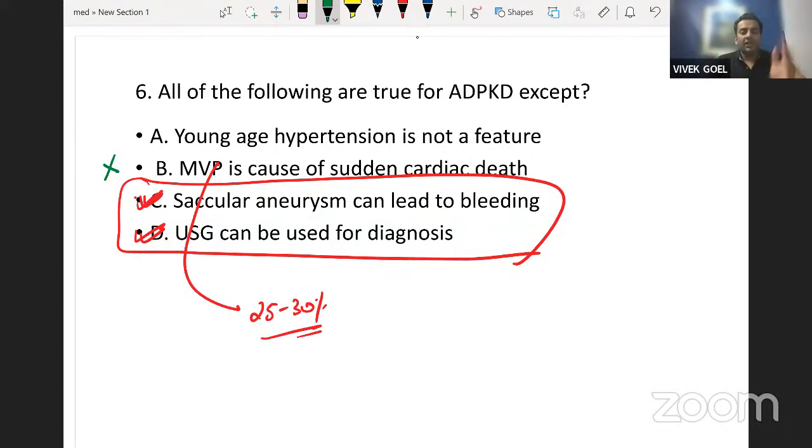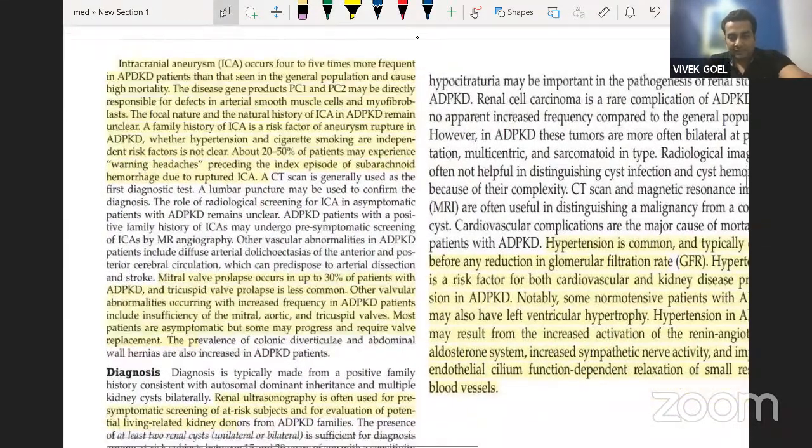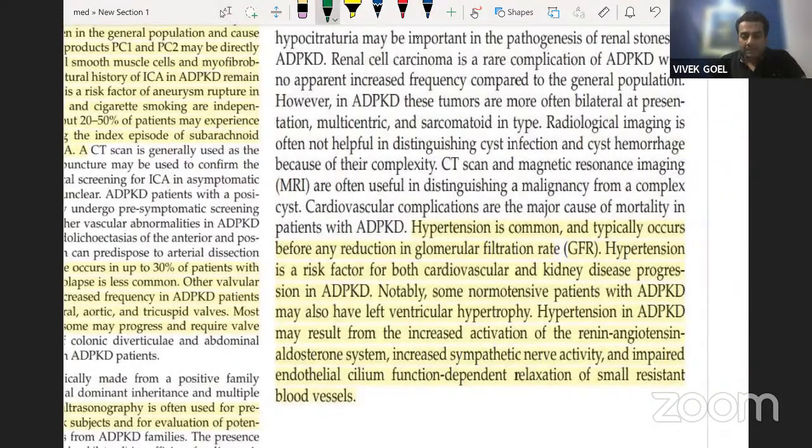Now, young onset hypertension is not a feature. Please understand that young onset hypertension is a feature of ADPKD. Harrison says it. Let me quote Harrison first. What does Harrison say? Please read this line. These are snapshots from Harrison's 21st edition. Hypertension is common, typically occurs before any reduction of GFR. Brenner's textbook of nephrology says that hypertension is present in most patients by the fourth decade of life. So if in their 30s, 70, 80, 90% of ADPKD patients have hypertension, of course, the onset happened even earlier. So most probably hypertension has an onset in the 20s, and by the 30s, most of them are hypertensive.